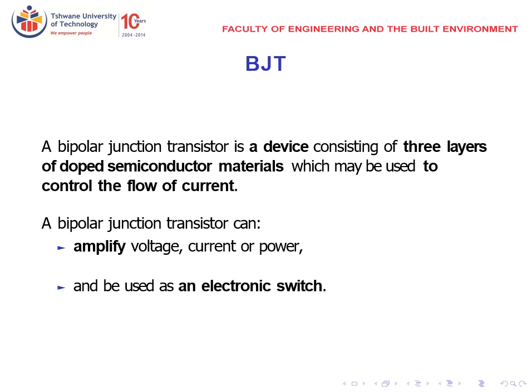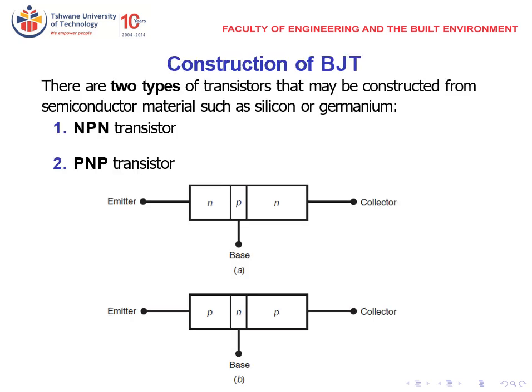So just like a diode, it's also a doped semiconductor material, but now it has three layers, not two as a diode. A bipolar junction transistor can amplify voltage, current, or power, and it can also be used as an electronic switch.